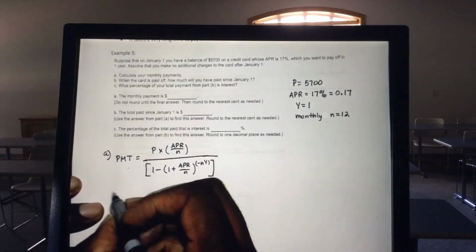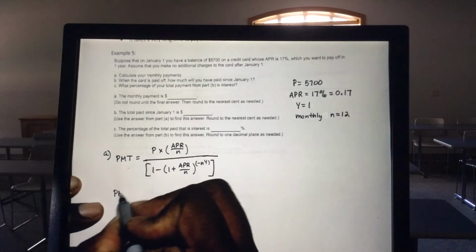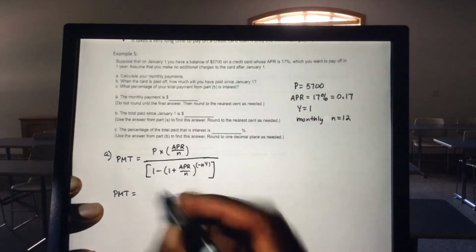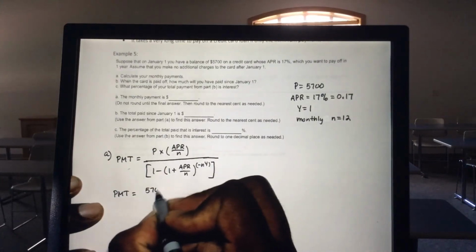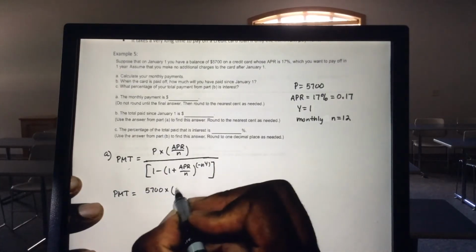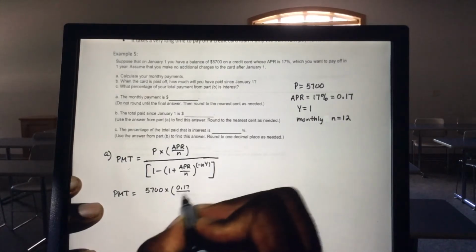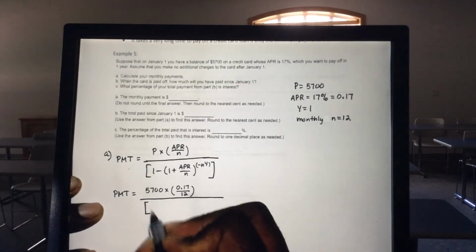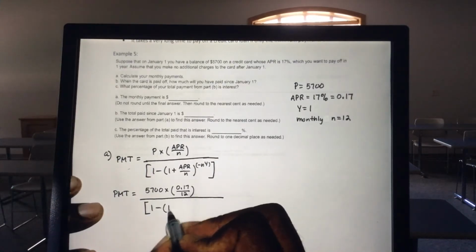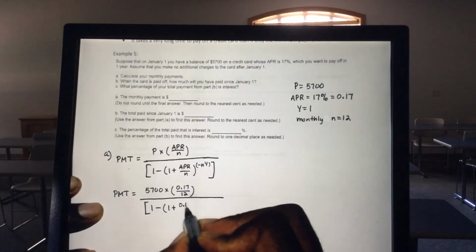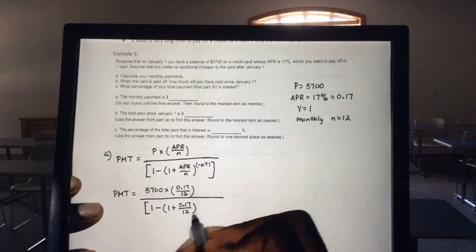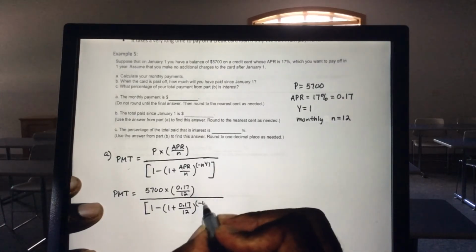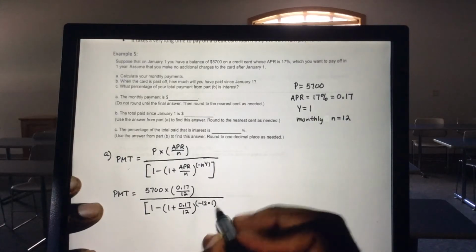And then we go ahead and substitute in that formula. Your P is $5,700 times the APR, that's 0.17, divided by 12, all divided by, in the denominator we're going to have 1 minus, and in parentheses 1 plus APR 0.17 divided by n, that's 12, raised to the negative ny. That'd be negative 12 times y, which is 1.